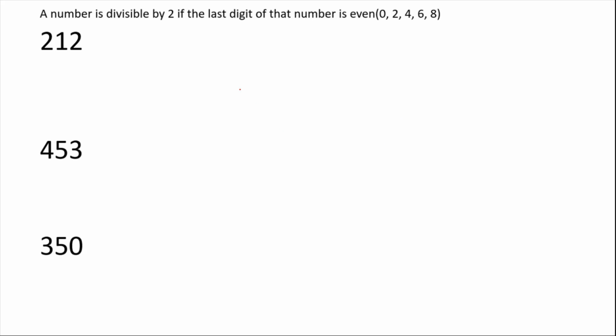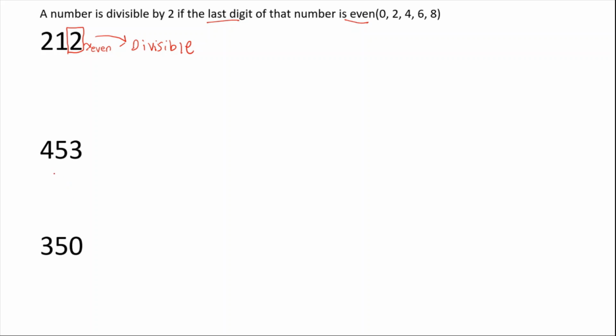Alright, here are some examples for this number. The first number here is 212. Now, if we revisit the rule, it says the last digit needs to be even. So if you look here, the last digit is 2, which is even. So now, since it's even, this number is divisible.